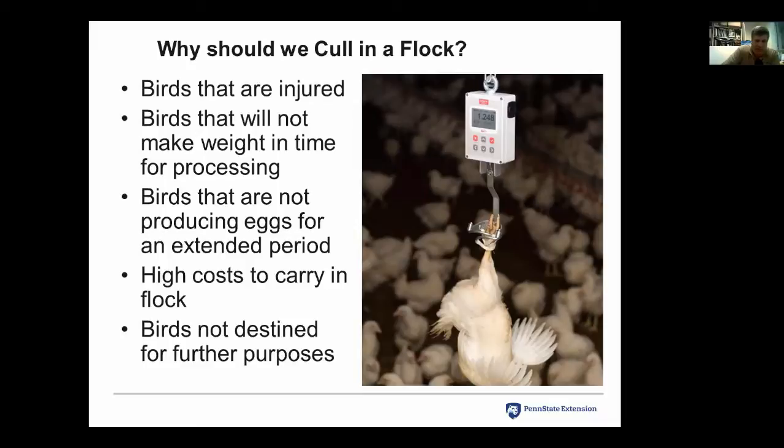And then lastly, sometimes we're culling birds because they're birds that are not destined for further purposes within the flock. When we have breeding stock, for example, and you have extra roosters, holding extra roosters in a flock actually is detrimental to the flock because of the fighting that would take place within the flock.